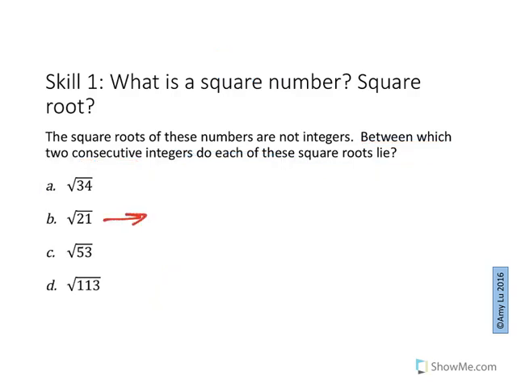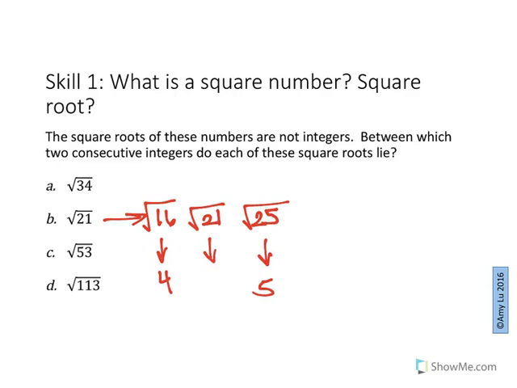So 21. I know that 4 times 4 makes 16. I know that 5 times 5 makes 25. So the square root of 21 has to be somewhere in the middle. Therefore, the square root of 16 is 4, the square root of 25 is 5. Therefore, the answer for the square root of 21 has to be between 4 and 5.